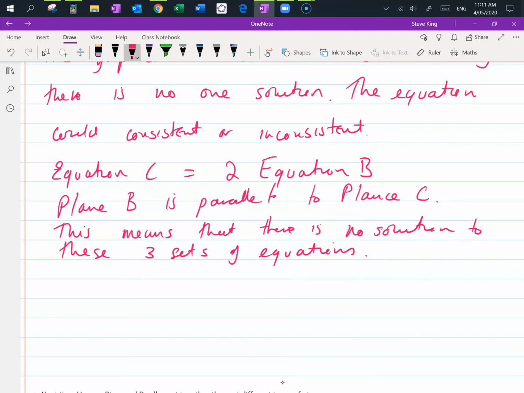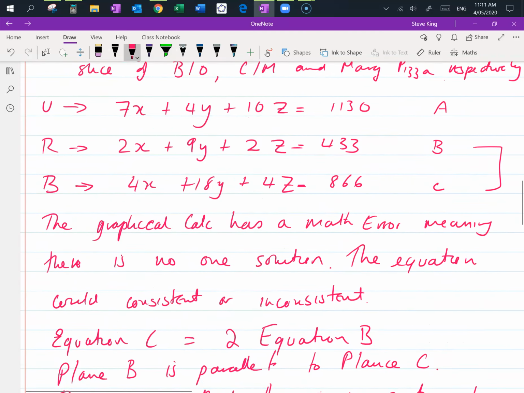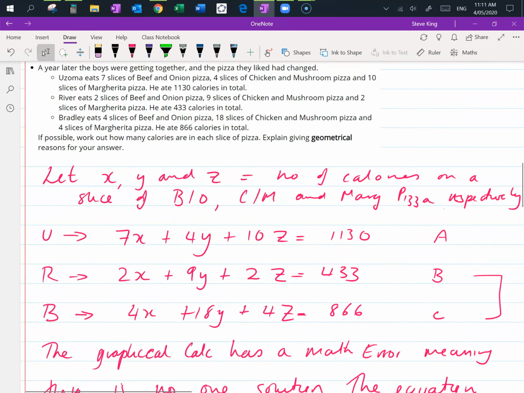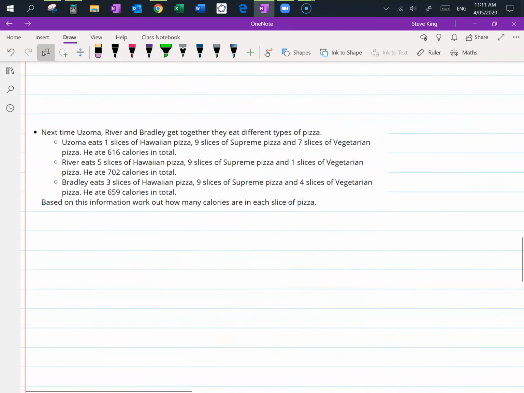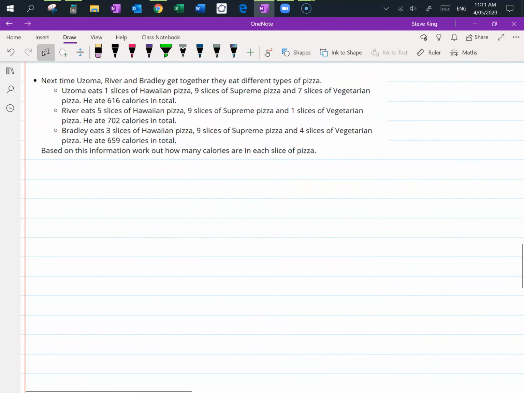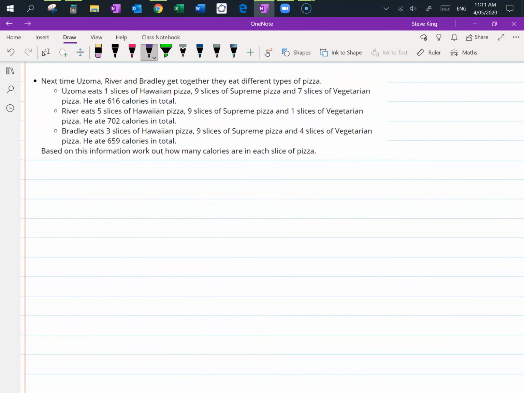And that's where we'd finish that part. So there is no solution to this. These equations are inconsistent, and we can't find values that would satisfy all of them. So that's the second part. We move on to the third part. We can take a look at that.